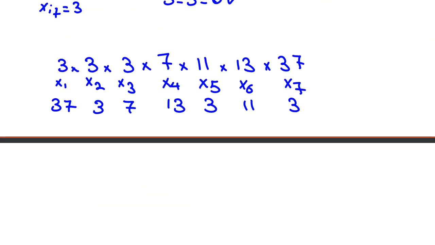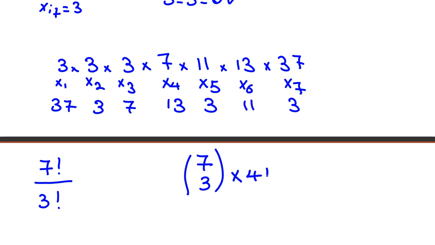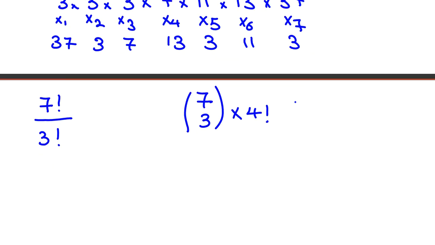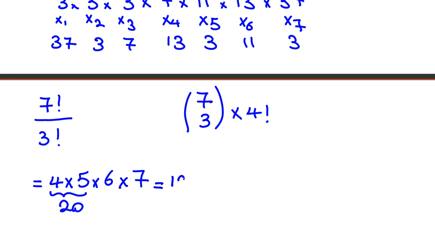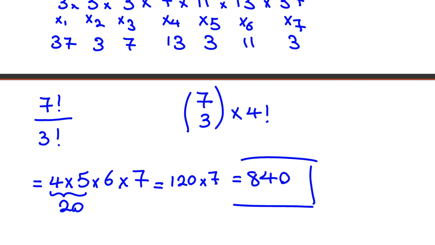How many arrangements do we have for these 7 numbers? You can solve it with permutations with repetitions. We say 7 factorial over, because we have 3 threes, 3 factorial, or we can say we have 7 places, 7 choose 3. We place 3 threes, then the rest will be 4 factorial, and they are the same. So if we simplify, 3 factorial, 4, 5, 6, 7 will be left. 4 times 5, 20. 20 times 6, 120, times 7 will be 840. Okay, so the answer will be 840.